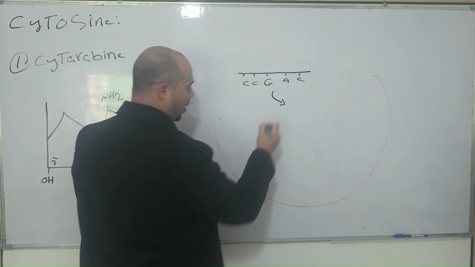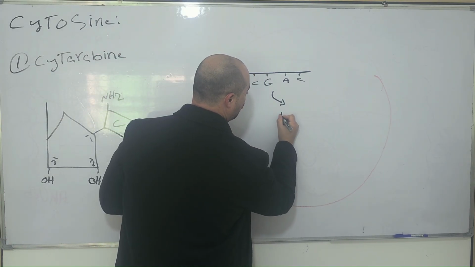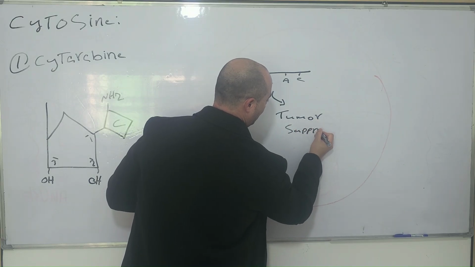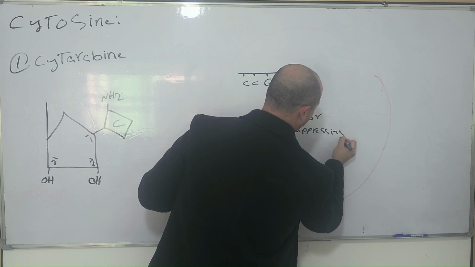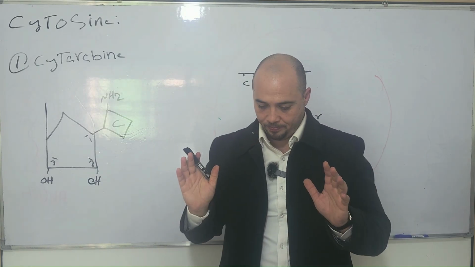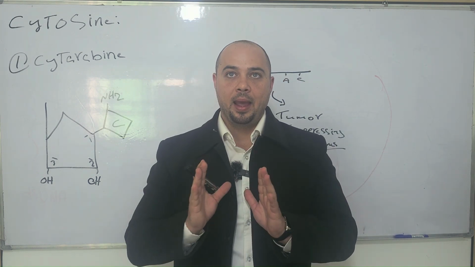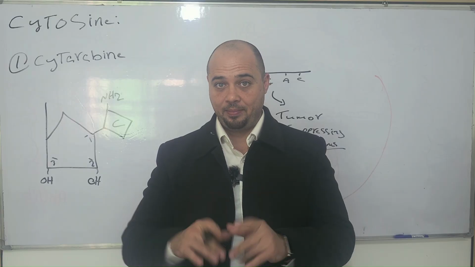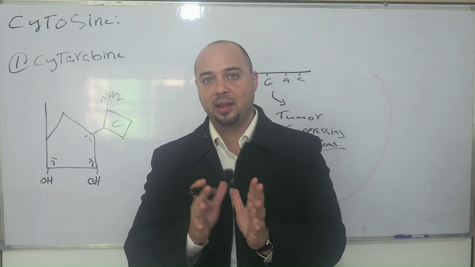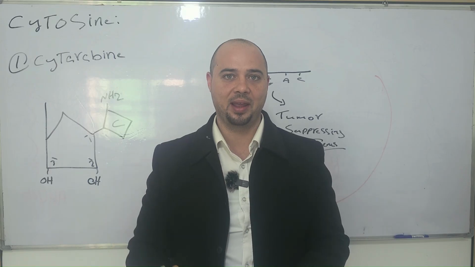These genes, one of the important functions they have is that they are called tumor suppressing genes, right? So what does tumor suppressing genes mean? Basically, a tumor suppressing gene is a gene that makes proteins eventually that go and fight cancer cells. They do not allow the cancer cells to live and replicate, right? Now, why am I bringing this up here?